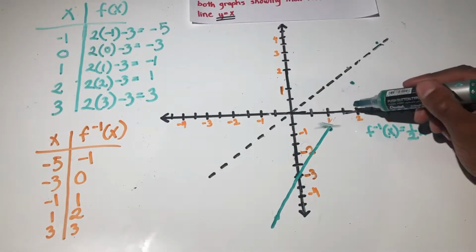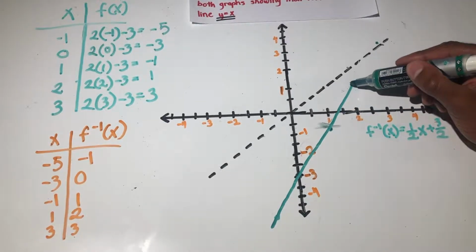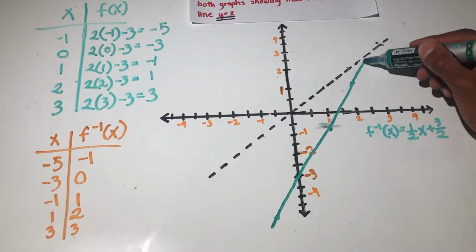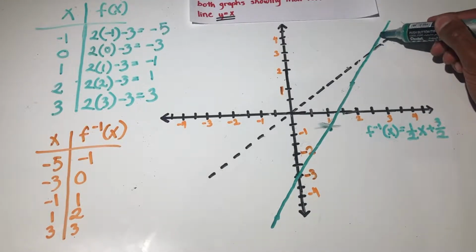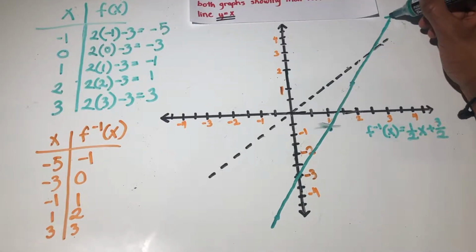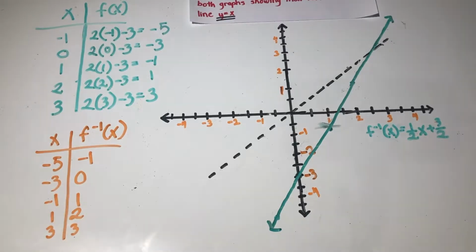Excuse my sloppiness here. Notice this is just a straight line, basically. And of course, this is going to go on forever. Now we can go ahead and plot the inverse, and you're going to see something interesting here.